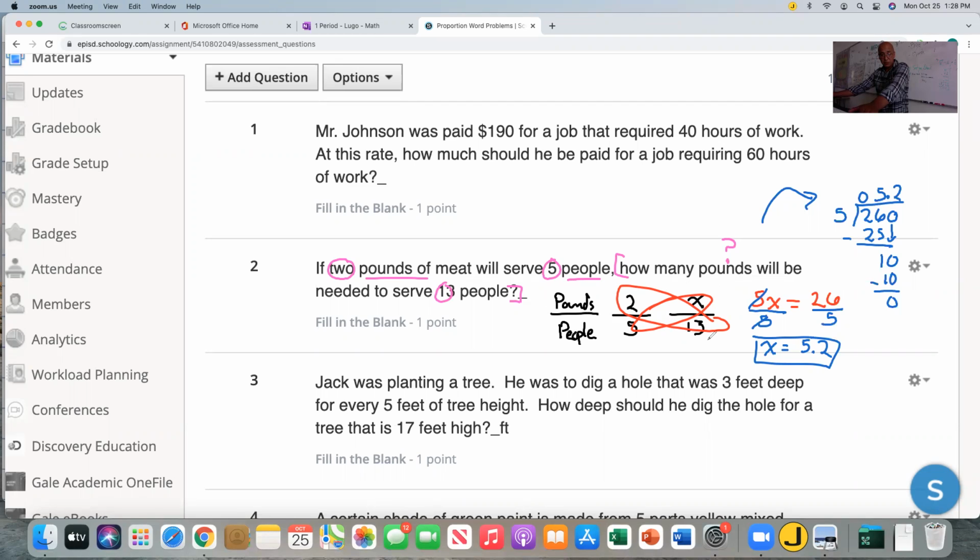Notice, no math involved right here. I just translated this into this, and then I cross multiplied, which is all right here. We cross multiplied, and then we divided by the number next to the letter. That's how I got the answer.